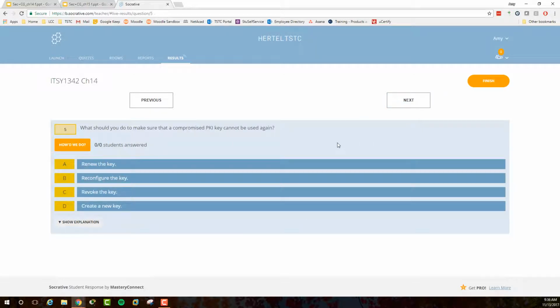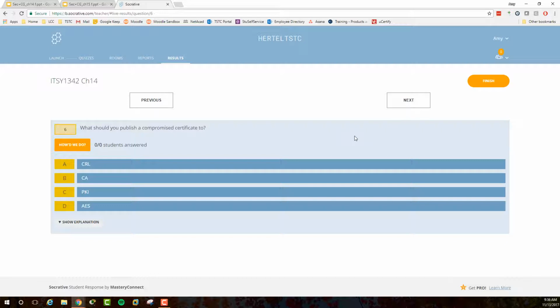What should you do to make sure that a compromised PKI key cannot be used again? Renew the key, reconfigure the key, revoke the key, or create a new key. So the answer for this one is going to be C, to revoke the key. So to make sure that it is never used again, you're going to completely remove the ability for it to be used again by revoking it, which should solve that problem.